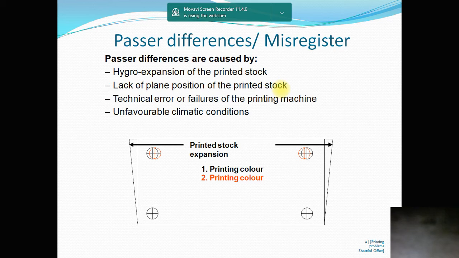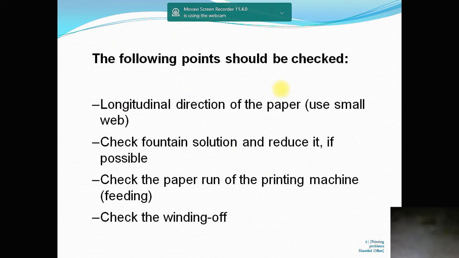For our naked eye, it may not be possible to observe the difference, but with the microscopic view and taking the accurate dimensions of the sheet, we definitely see the difference. If there is a difference in the dimensions of a printed stock, even in micro mm, it may result in misregister. That's the reason we have certain misregister or pacer differences in the printing. Then, to get rid of this problem, the following points should be checked.